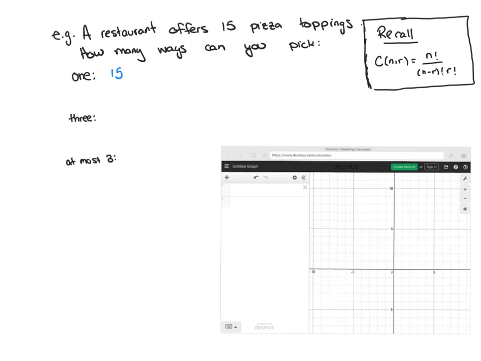So I can think of it as C, there's 15 options, and I want to choose one, so I get C, 15, 1. So if I put that in my formula, that's 15 factorial over 15 minus 1 is 14 factorial times 1 factorial. Now, it's important to remember that these factorials cancel each other out really nicely.